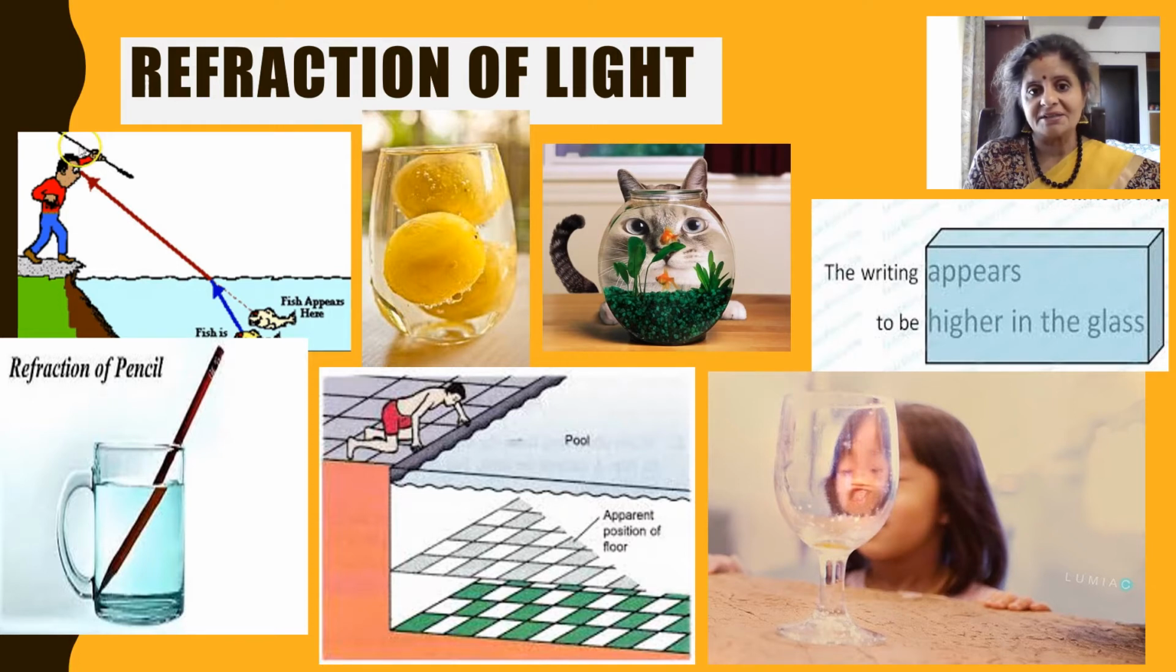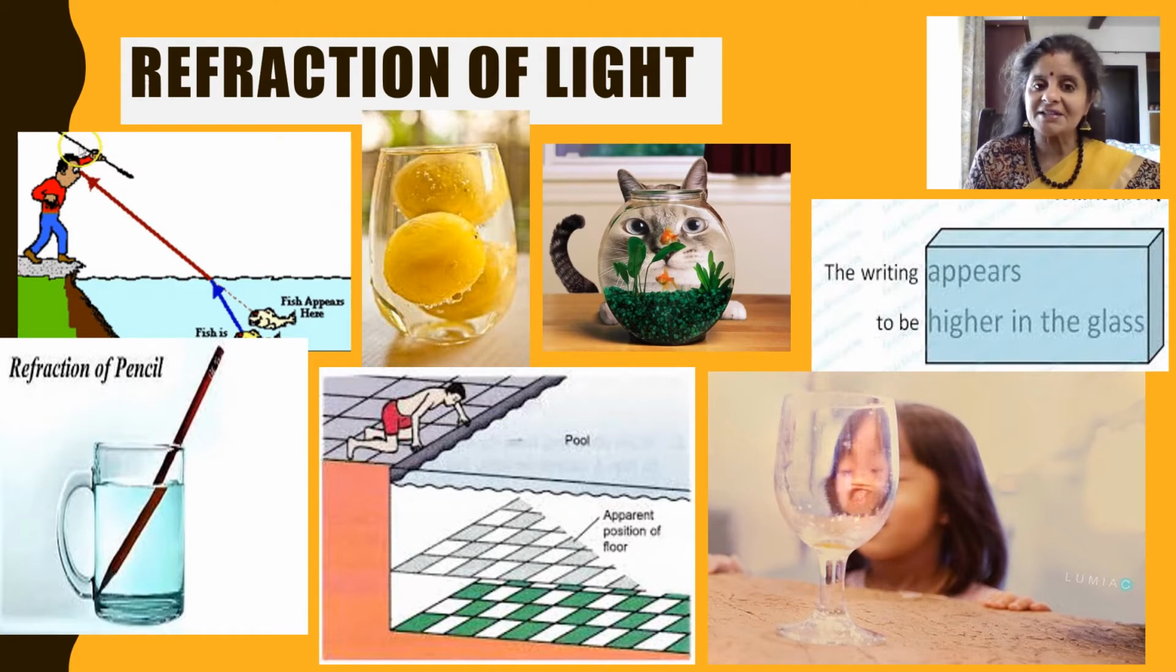Another example is you might have observed if you view through a thick glass slab kept on a printed matter, the letters appear to be raised. Why does this happen? Another example is if you observe a pencil partly immersed in a glass tumbler containing water, the pencil appears to be displaced at the interface of water and air. Also, a lemon kept in a glass tumbler containing water, if you view it from outside, the lemon looks bigger than its actual size.